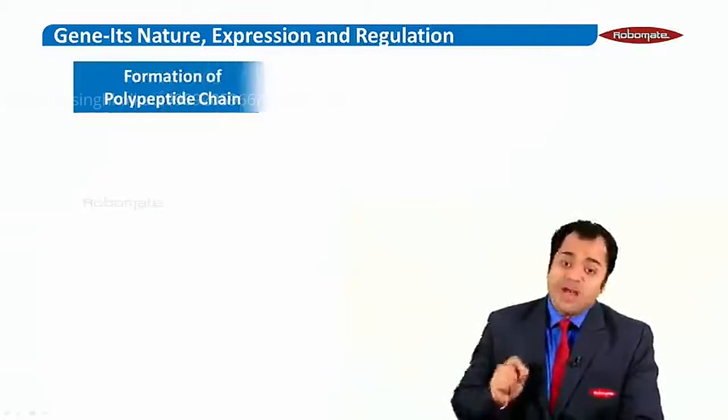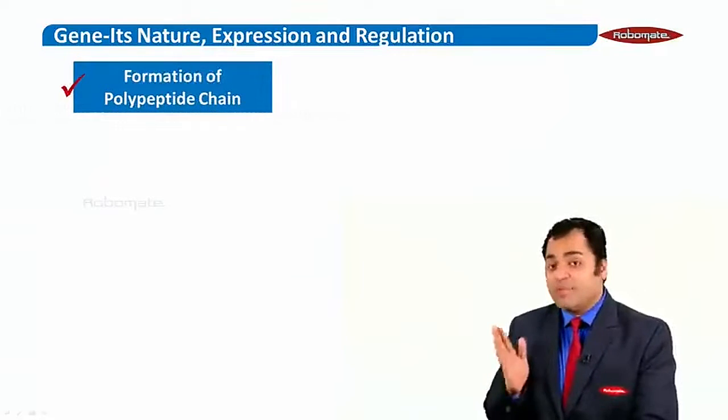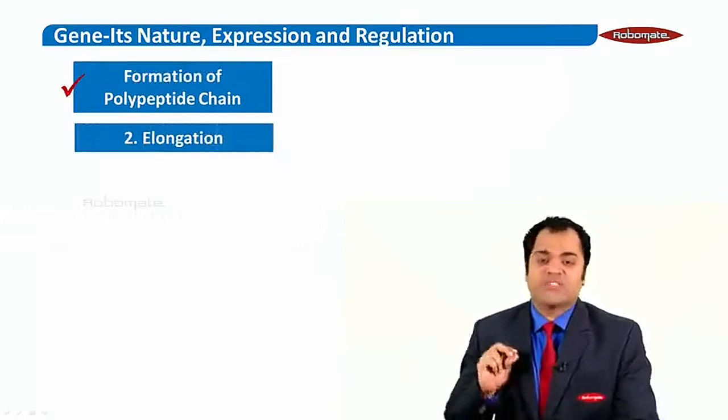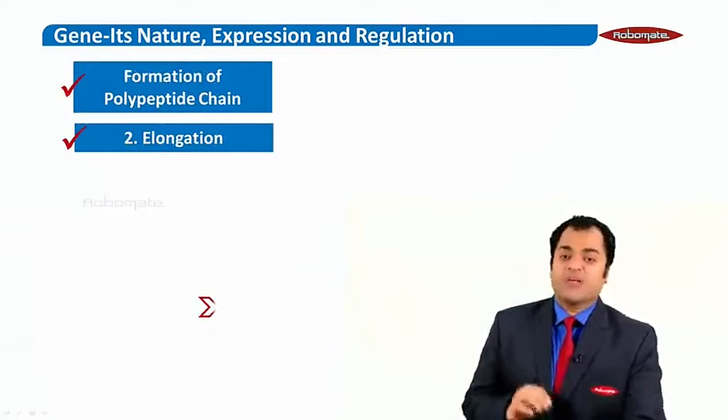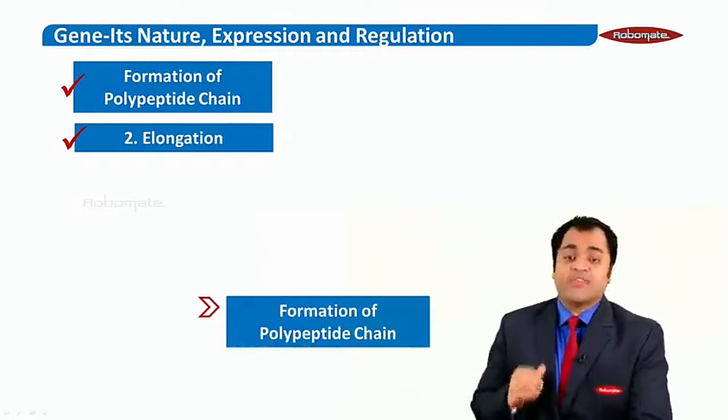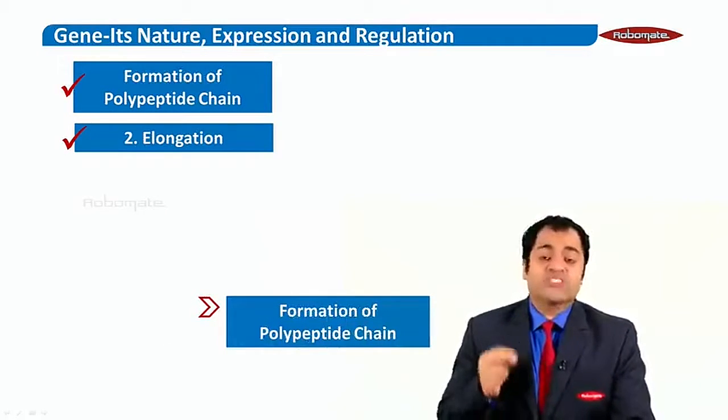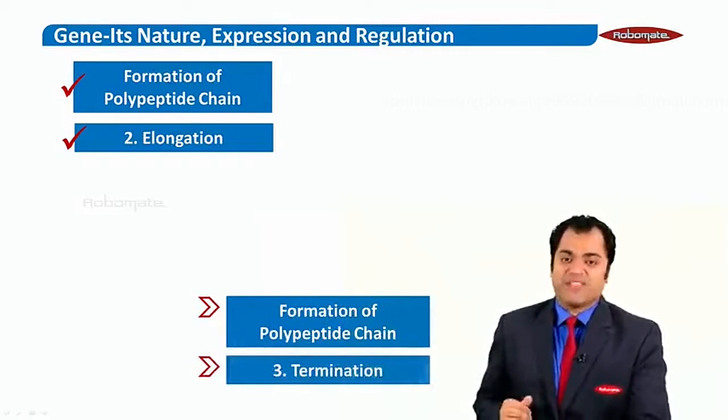So in this module, I looked at the formation of polypeptide chain, step 2, which was elongation. In the next module, I'll be talking about the final step of the formation of polypeptide chain, which is the termination step.